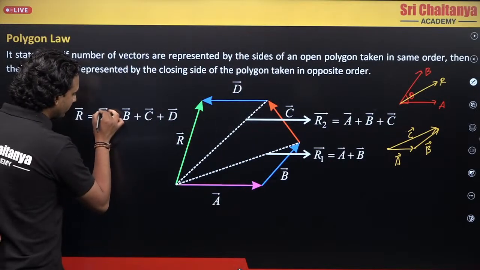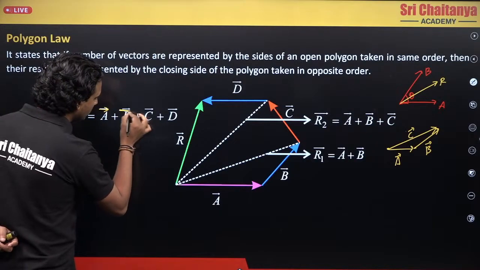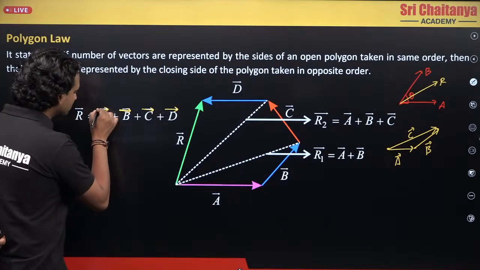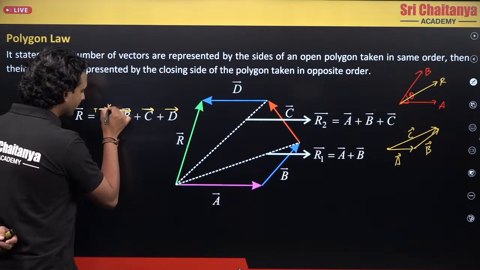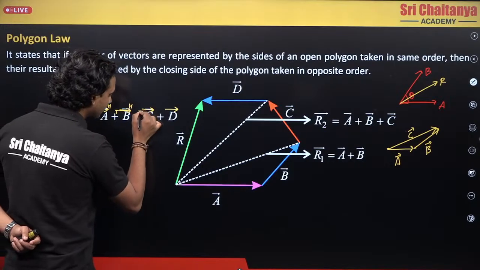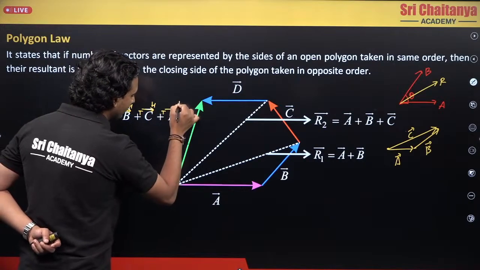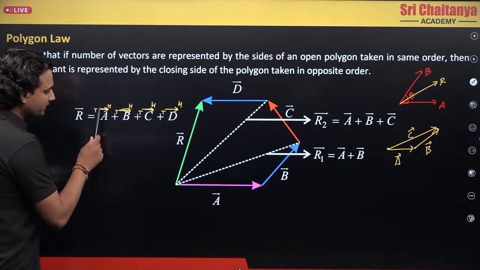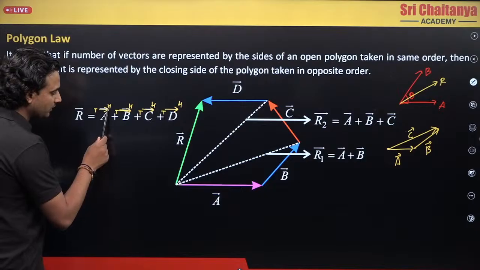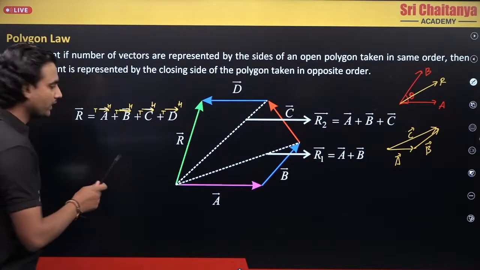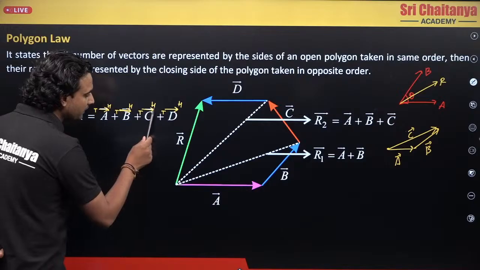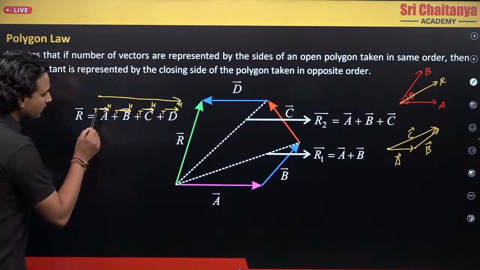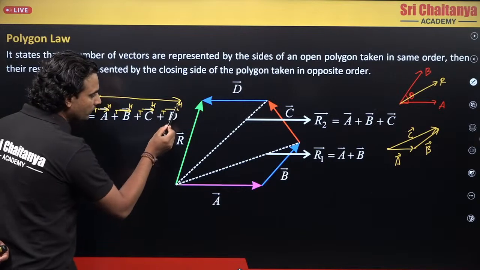So this is my vector A, this is my vector B, this is my vector C, and this is my vector D. Now let's talk about this. This is the tail, this is the head, and so on for each vector. You draw the vectors such that the head of the first joins with the tail of the second. Then you join the head with the tail, head with the tail, and head with the tail. So the final resultant will be the tail of the first and the head of the last.